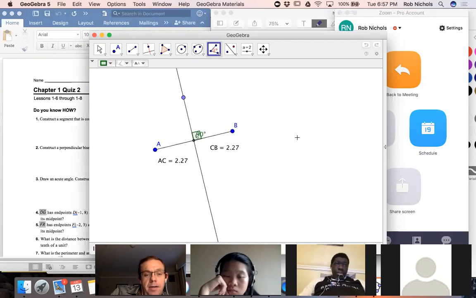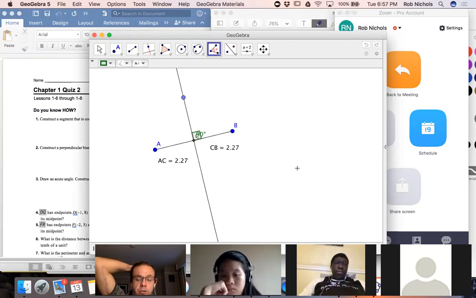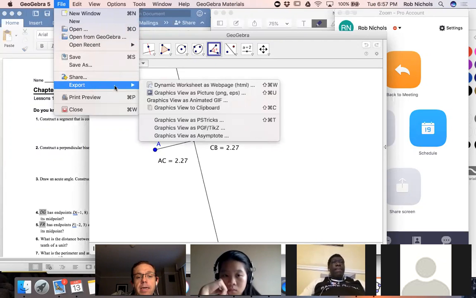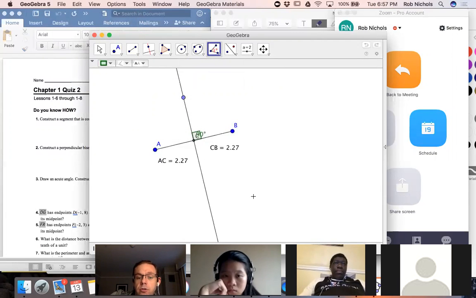90 degrees. There it is. So this is the perpendicular bisector. If I ask you a question on a test or quiz, what you can actually do at this point is File, Export this, and you can make it a picture, or save it to your clipboard, and paste it into your homework file. Does that make sense? Okay.